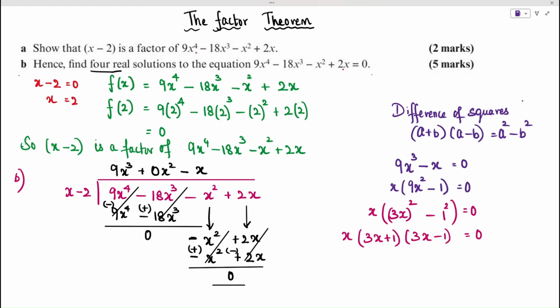So x can be equal to 0. That's why we kept our first x there. It can be equal to positive 1 over 3. It can also be equal to minus 1 over 3. Now, we only have 3 solutions. We have to find the fourth one, and that's where we get it from the first part of the question, where we have x minus 2 is equal to 0, so x can also equal 2. And here, we have the 4 real solutions for this equation.